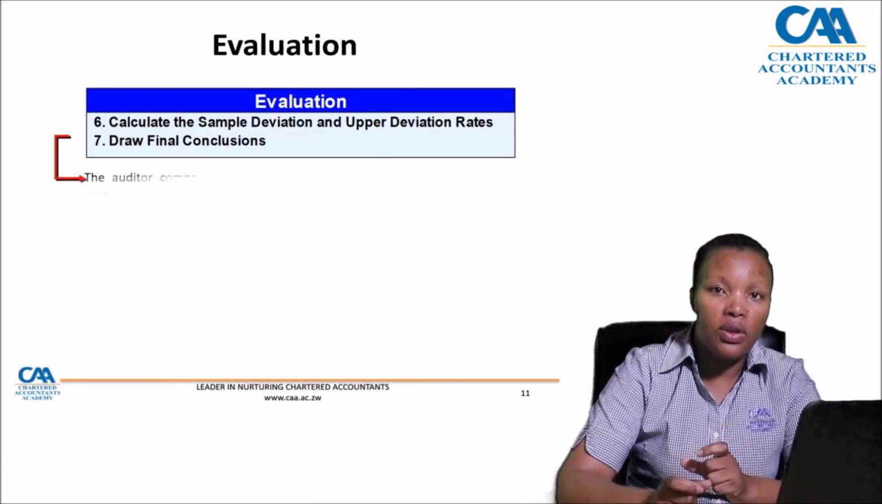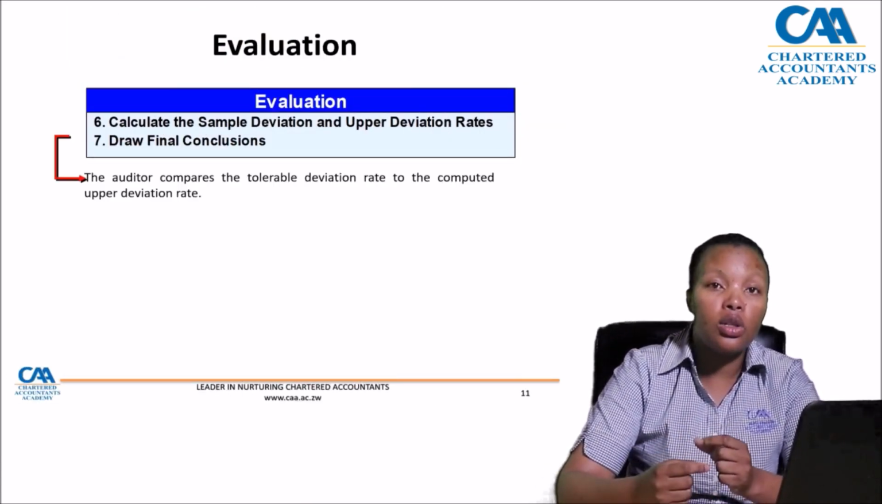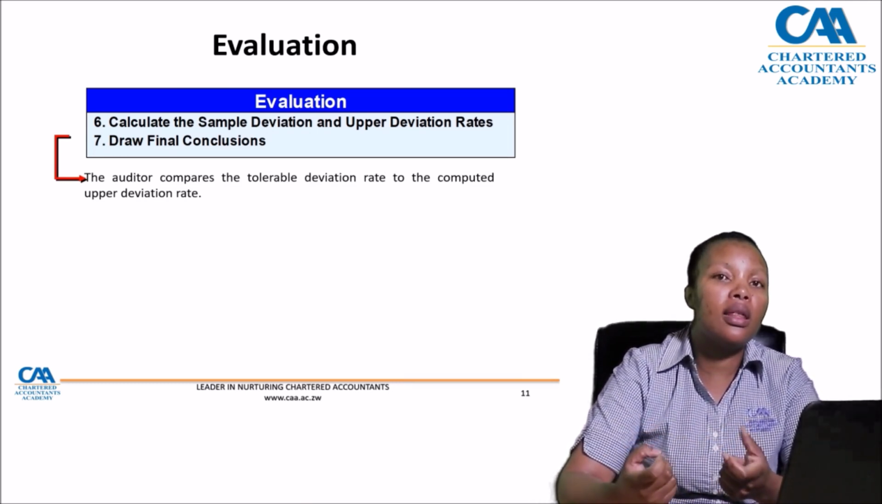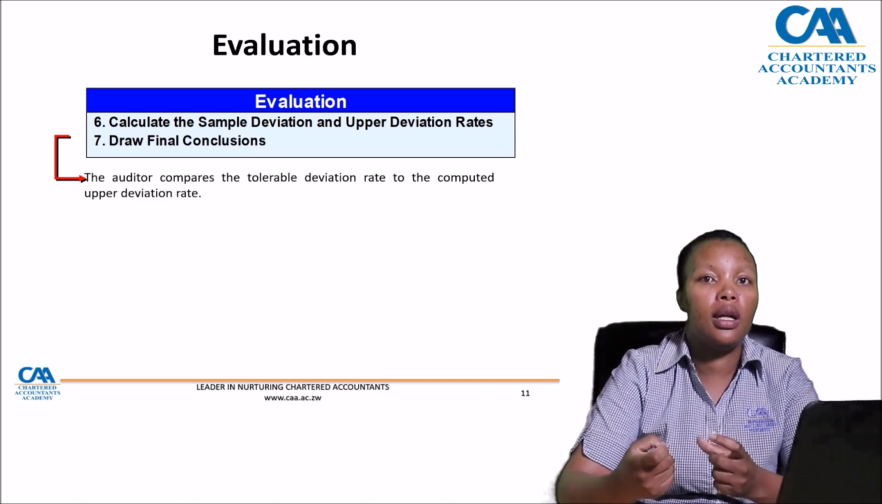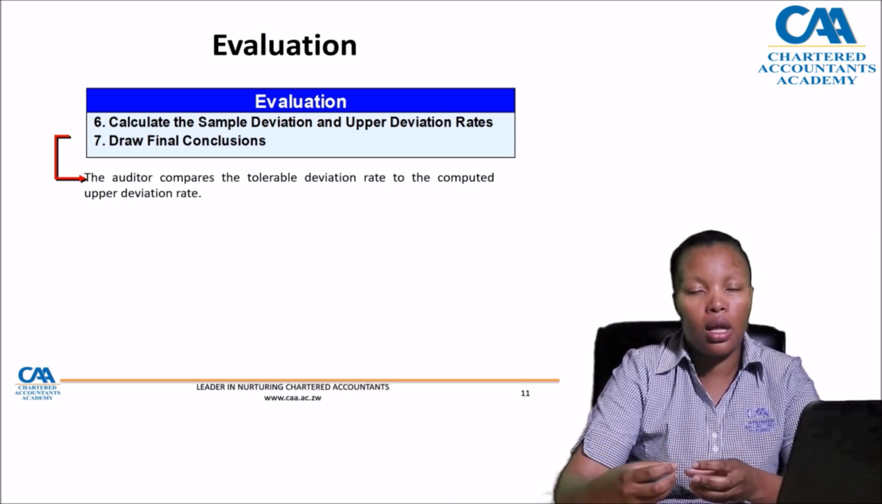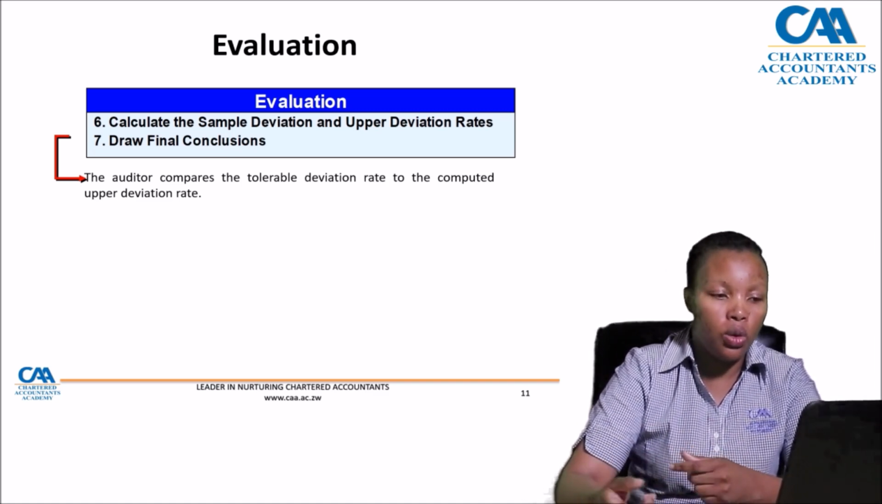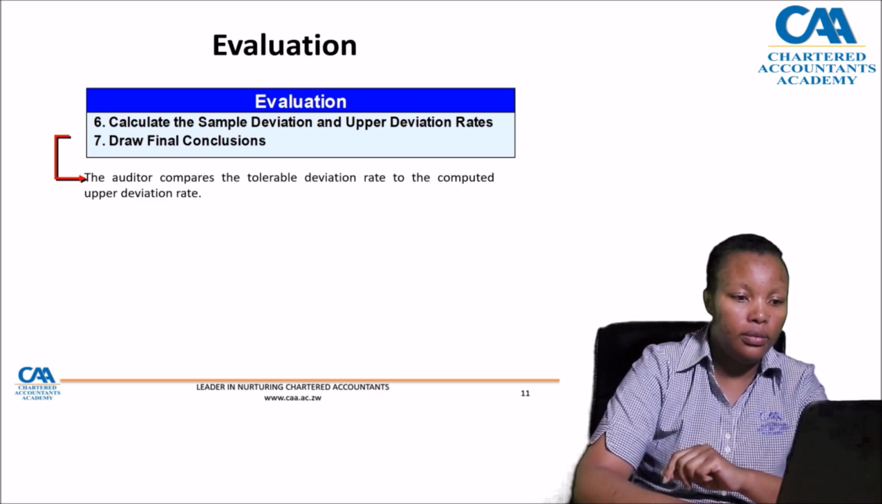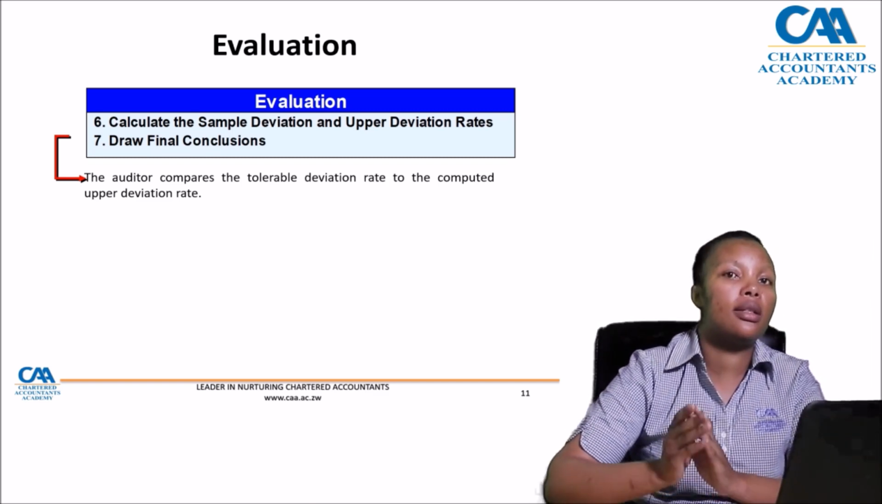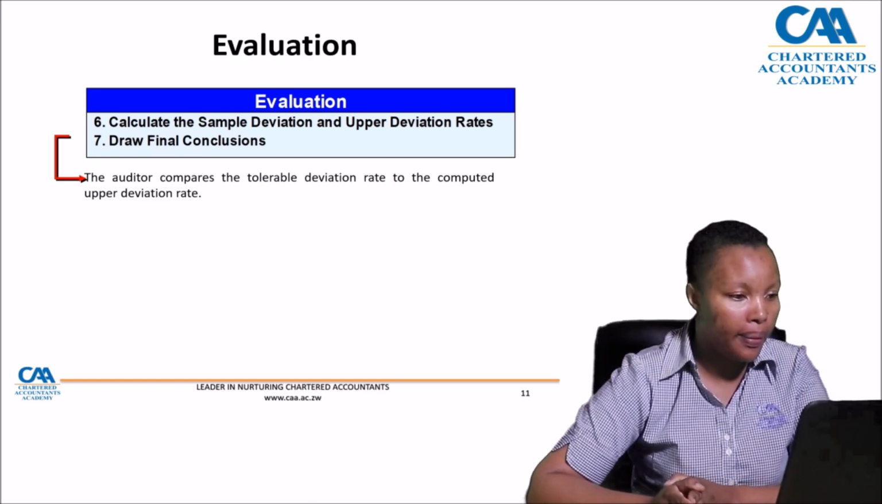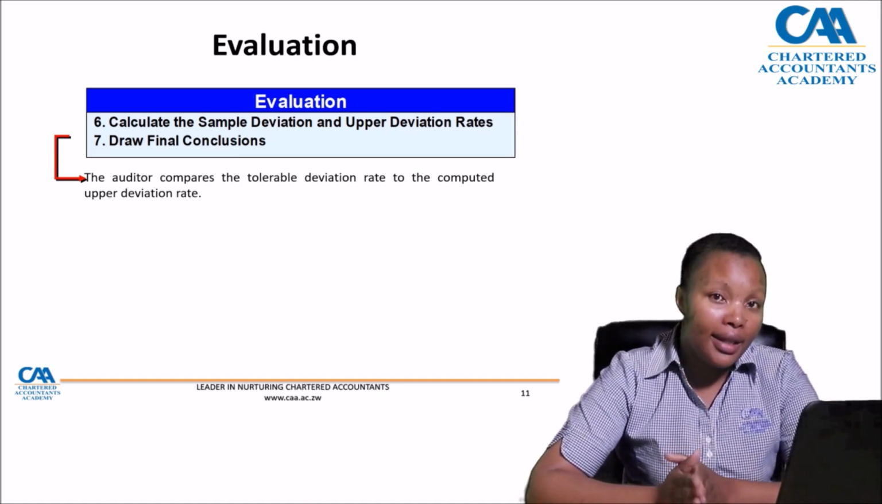If the upper deviation rate is higher than the tolerable deviation rate, then it means that the auditor cannot use the sample, or they cannot rely on those controls. So let's look at a small example. As you're seeing on your slide, let's read.